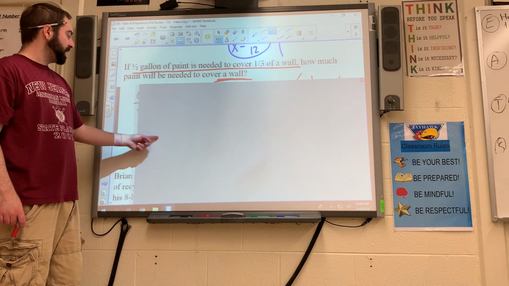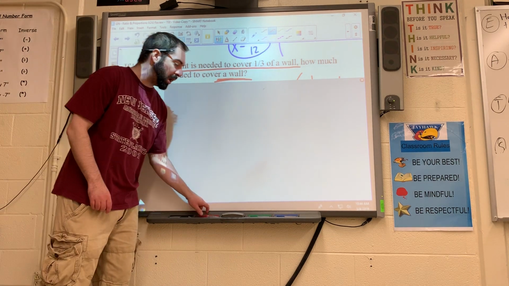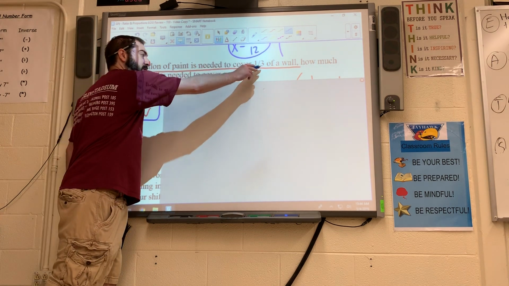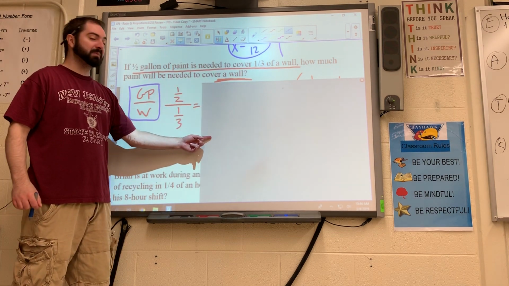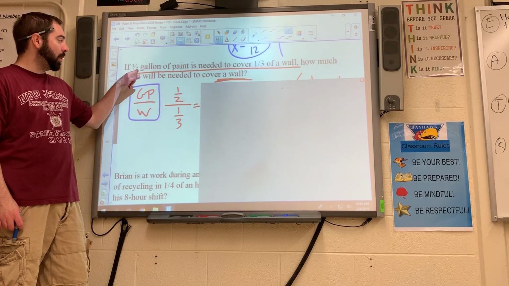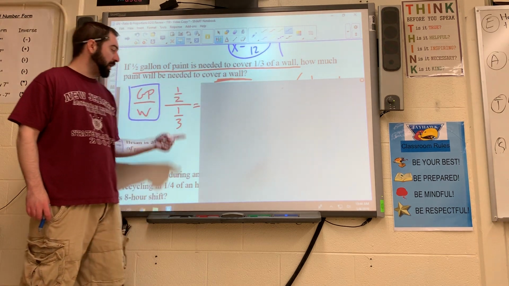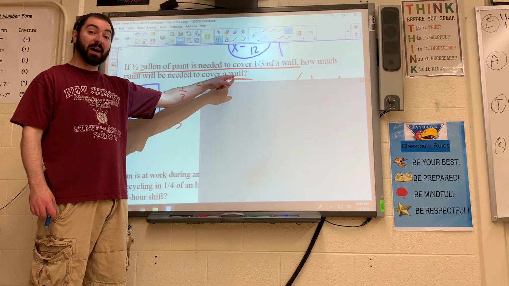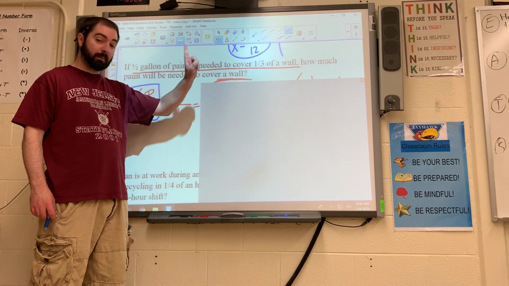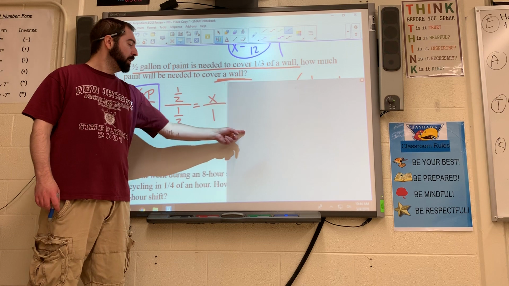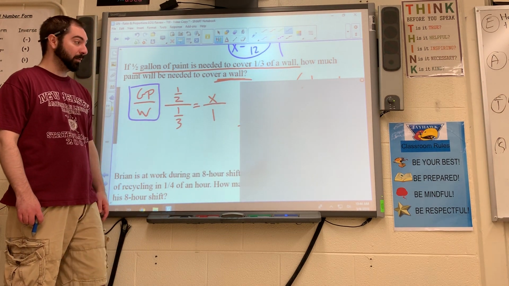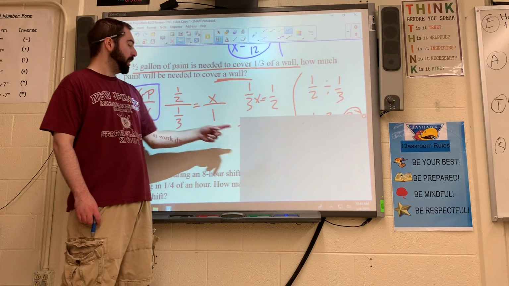Well, again, I'm going to start with a ticket. Gallons of paint to walls. I know that's what we're comparing. Gallons of paint to how much of a wall? The 2 numbers in the same sentence get stacked together. 1/2 over 1/3. 1/2 gallons of paint, 1/3 of a wall. Again, I identified that this is a unit rate problem because it's talking about a wall, one wall. We know that it's one wall, but we don't know how many gallons of paint. That's my variable. From there, again, we cross multiply.